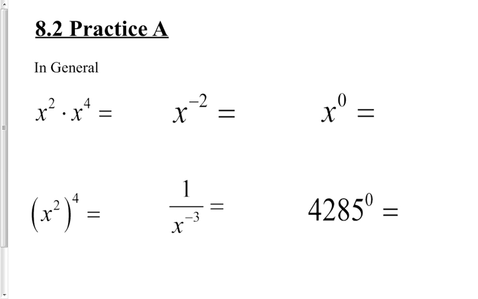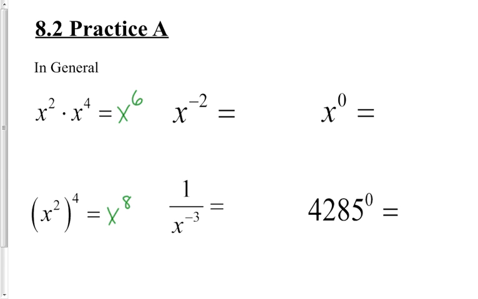So let's look at the first one there. It says x squared times x to the fourth. Recall from yesterday, when you're multiplying, you're going to add your exponents. So that's going to give you x to the sixth. Right below it, you've got x squared raised to the fourth power. Powers to powers, you're going to multiply. So you're going to have x to the eighth power.